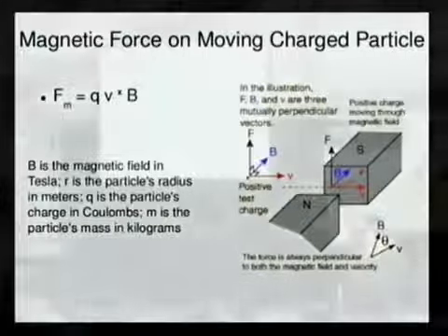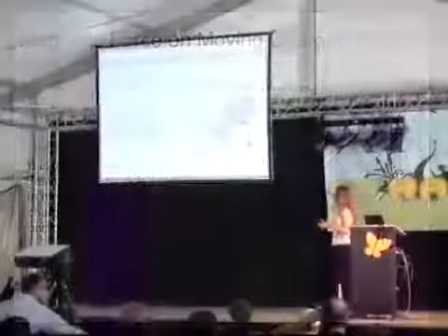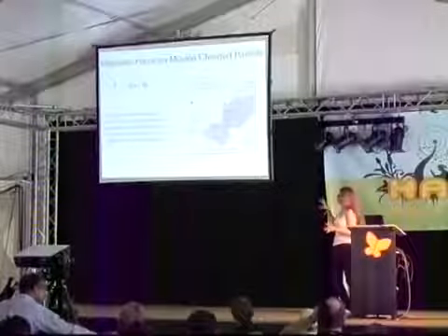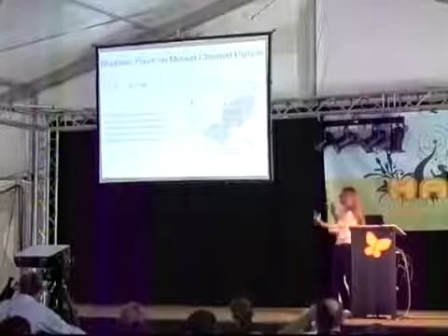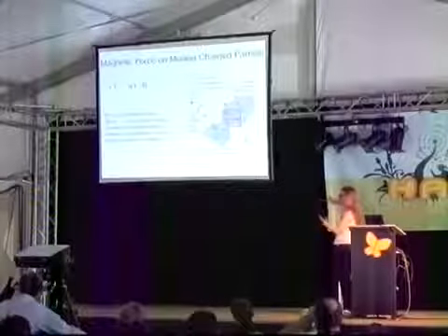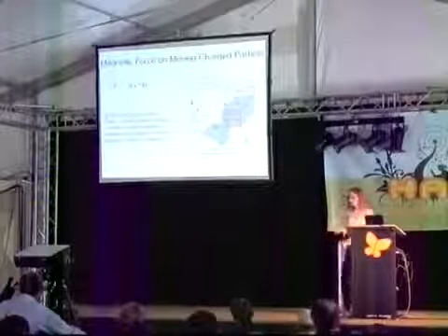And that force is given by Q, which is the charge in coulombs, times the velocity. That quantity, which is a vector, crossed with B, which is the magnetic field. And the cross product there, bear with me for a bit, this will be useful and good.